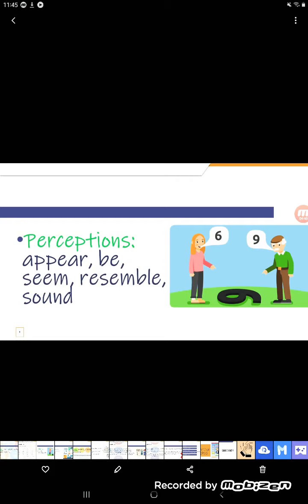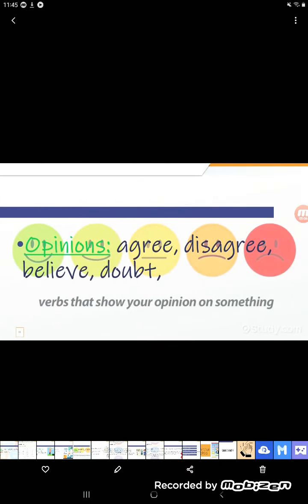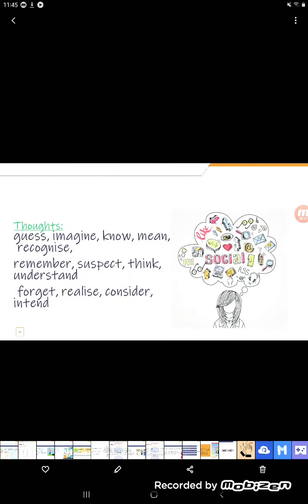So that is called perception, how you look at something or how something seems to you. For that reason, we have verbs like appear, be, seem, resemble, sound, etc., to talk about perceptions. And opinions: agree, disagree, believe, doubt. These are also your stative verbs, and as you can see, there is no physical action going on here. For that reason, they are always stative.